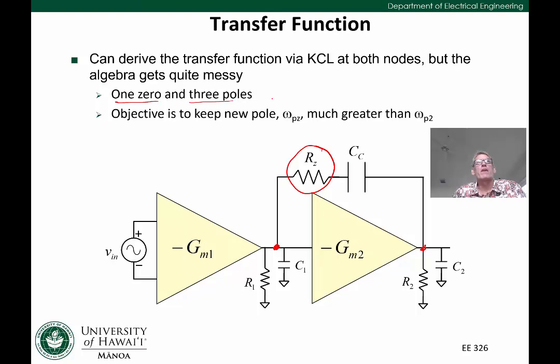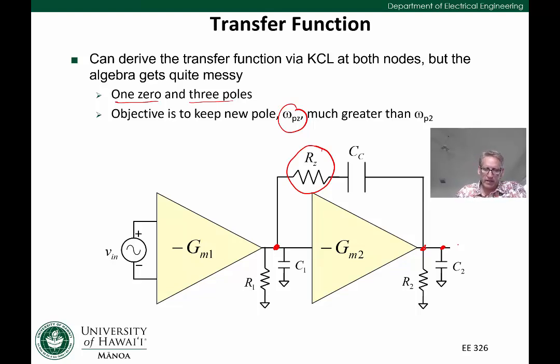but we can get a lot of the information just by these approximations and looking at individual nodes, right? And again, it's important to keep in mind that this new pole, omega pz, should be significantly higher than the pole at the output, omega p2.